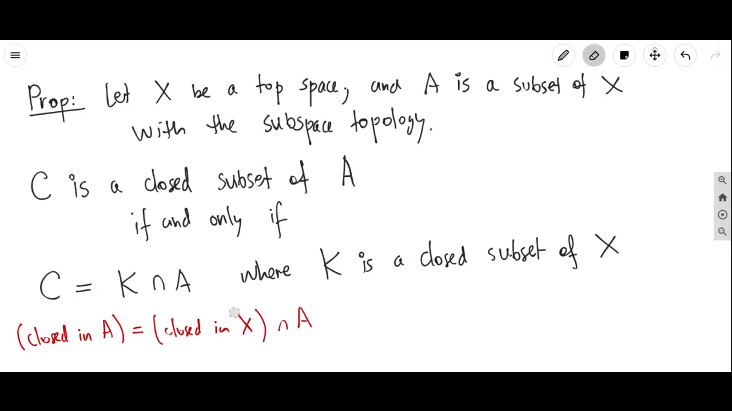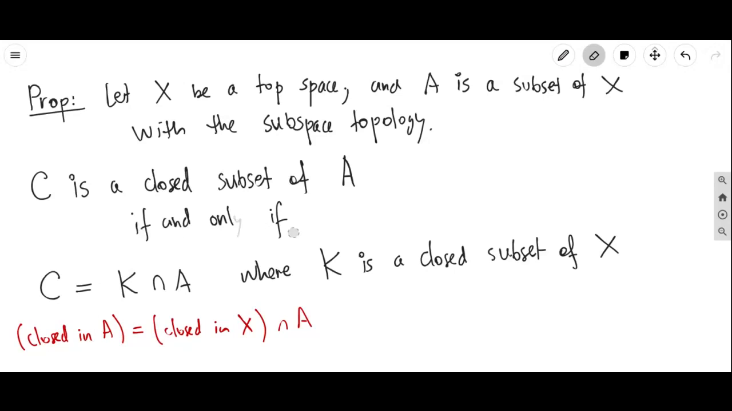So it's very similar. The difference is, why is this a proposition? Well, because the one with open in A is open in X intersect A. That's the definition of the subspace topology. But what happens with closed sets is now a consequence of that definition. So this is what we're going to prove.